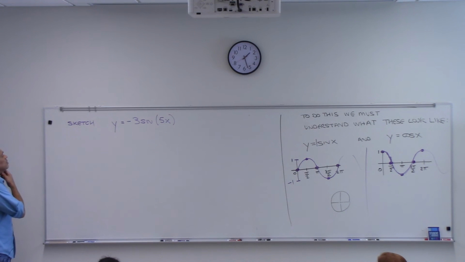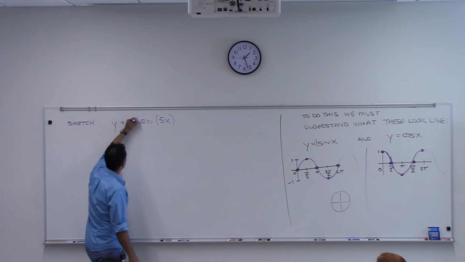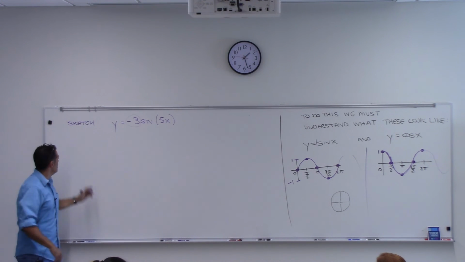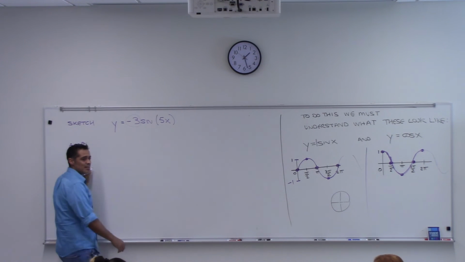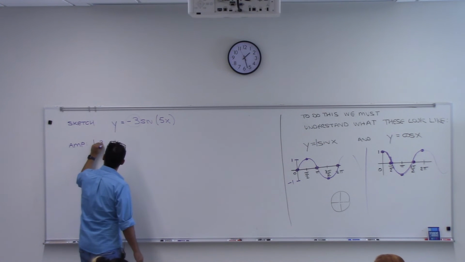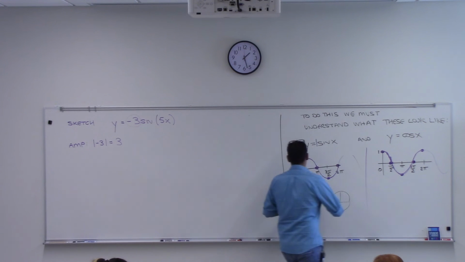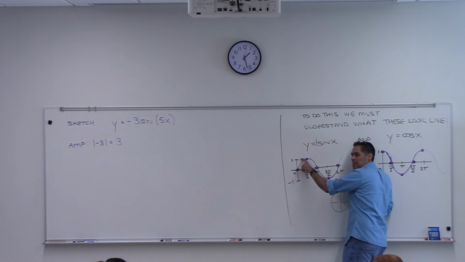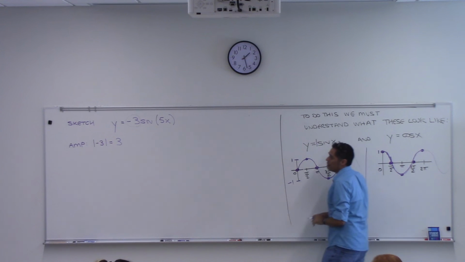All right, so what I'm going to do first is recognize that in the front I have a -3. That tells me two things. First, my amplitude, we talked about last class, is always positive. So it's the absolute value of that number, which is 3. And we said amplitude is the distance from the x-axis to the highest point. So that distance should be 3 for us, and then it should go down 3 as well. So our graph should go up 3 and down 3.